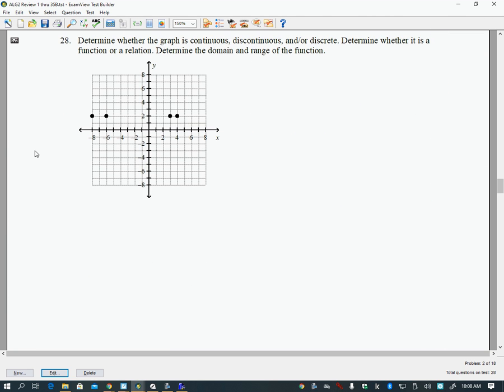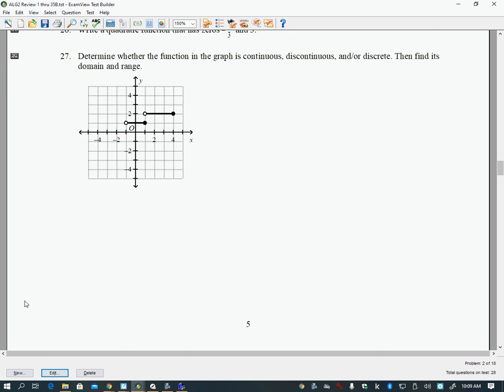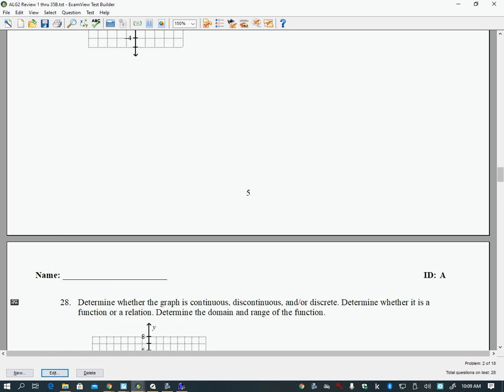Okay. Determine whether the graph is continuous, discontinuous, and or discrete. Determine whether it's a function or relation. Determine the domain and range of the function. Do we need to determine if the last one was a... I guess we did not.